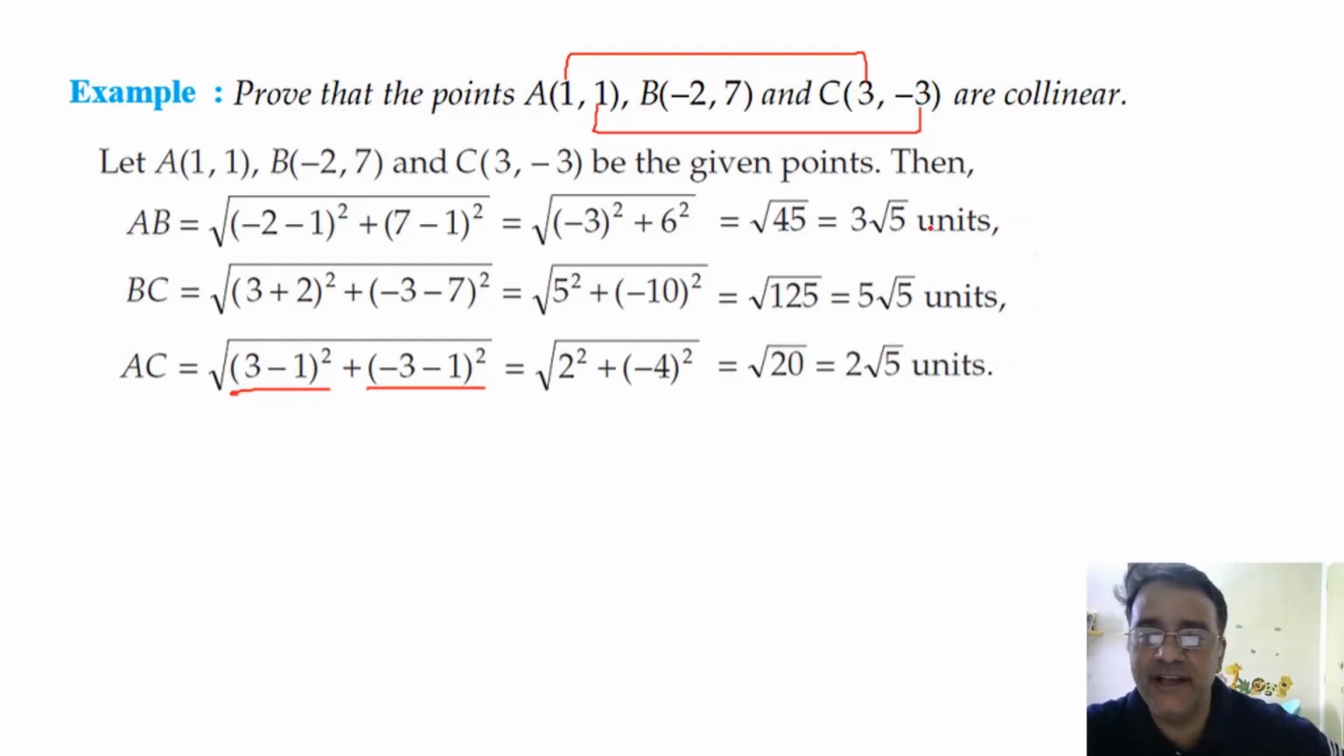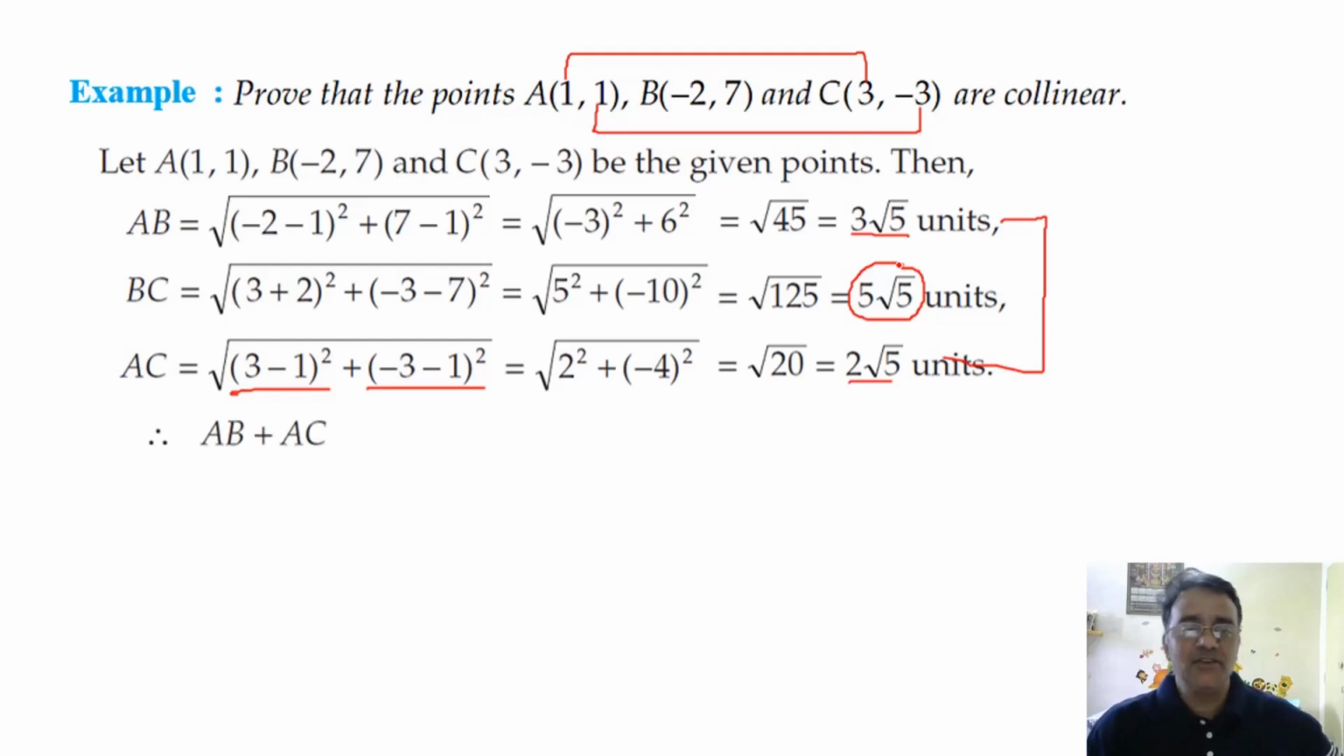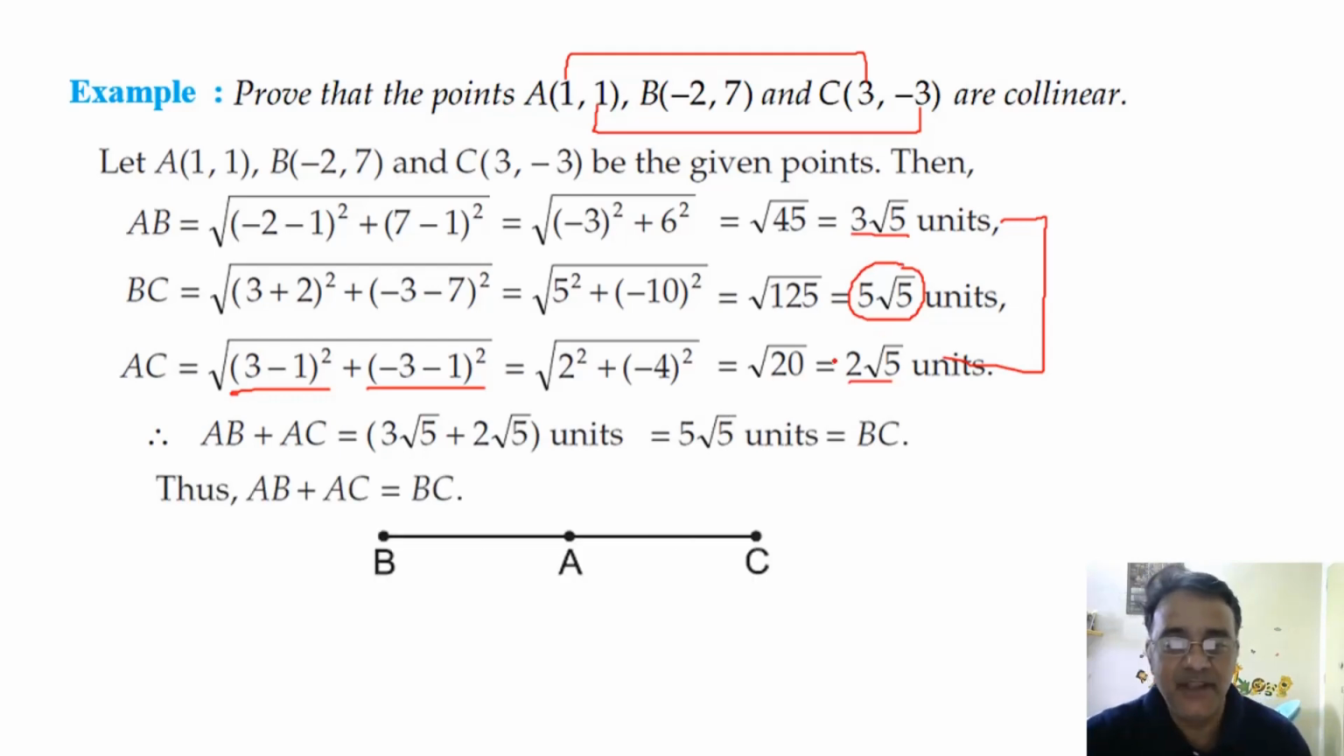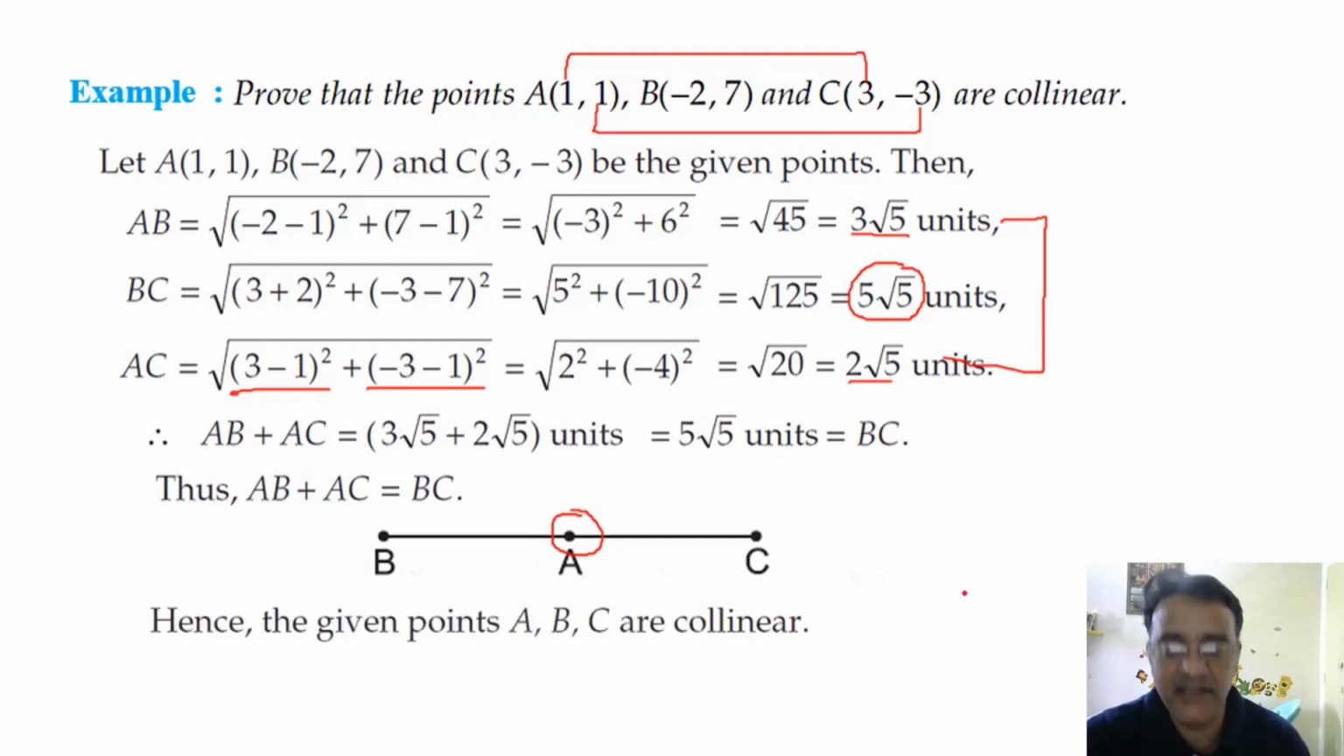Now we have to check whether the sum of any two is equal to the third one or not. The sum of these two is 5 root 5 and that is equal to this one. So AB plus AC is equal to 5 root 5 and that is equal to BC. Thus AB plus AC is equal to BC. That means A is in between B and C. They are collinear and A lies between B and C. Any doubt here?